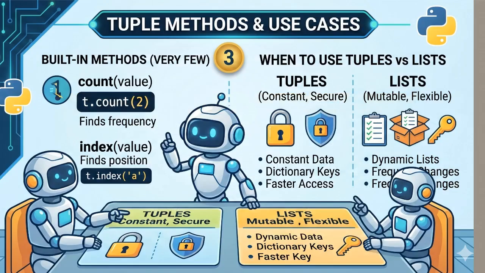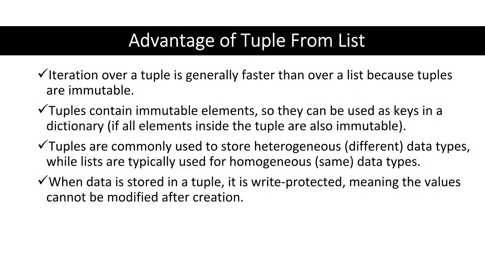This slide compares tuples and lists. Tuples: immutable, more secure, faster for access. Lists: mutable, can be modified, suitable for dynamic data use. Use tuples when data should not change, such as coordinates or fixed records. Tuples are faster than lists during iteration because they are immutable. They can also be used as dictionary keys, provided all elements are immutable. Tuples are ideal for storing fixed data or mixed data types that should not be changed. Once created, the values remain constant, ensuring data integrity.